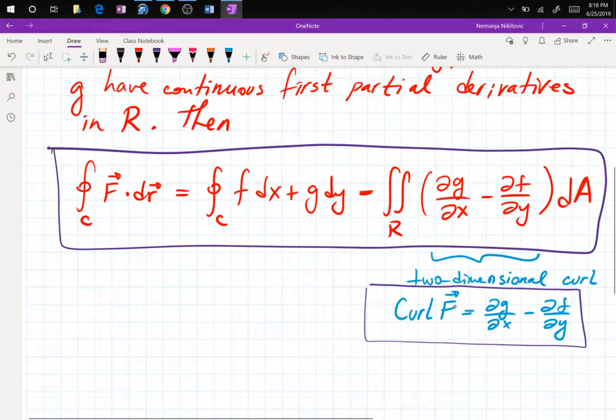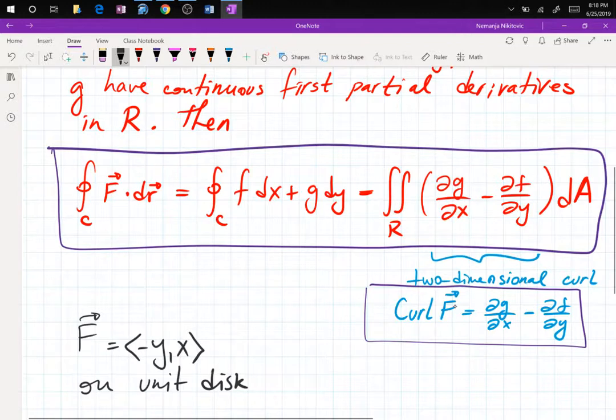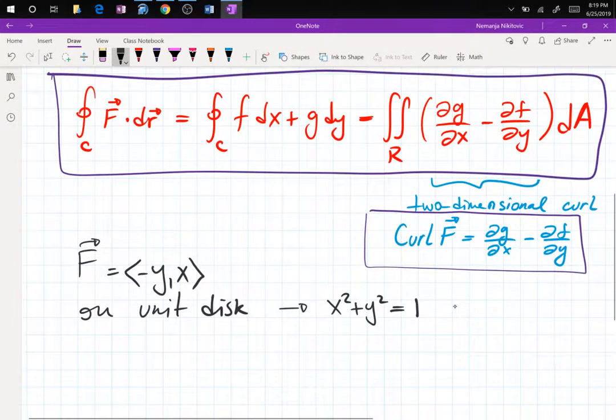So let's take a look at an example. Circulation of a rotational field. Are we going to have circulation of a rotational field? Well, of course. The rotational field F is given by negative y, x on the unit disk, which is the unit circle. So x squared plus y squared equals 1. That's the unit disk, and we are supposed to calculate with Green's theorem there.